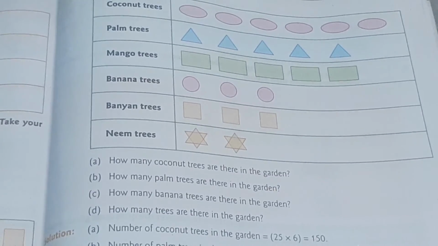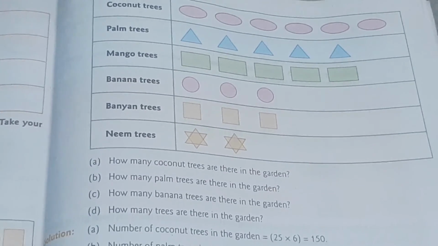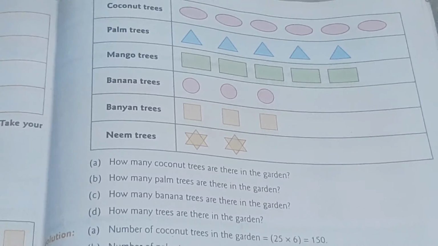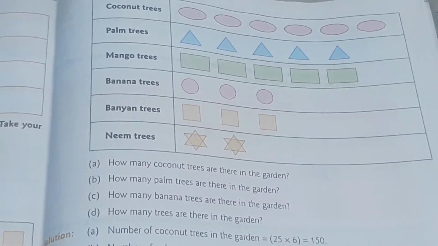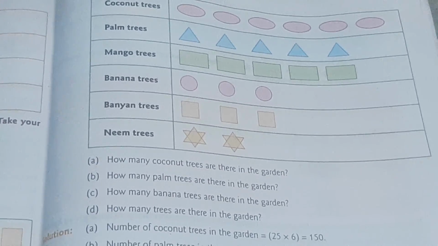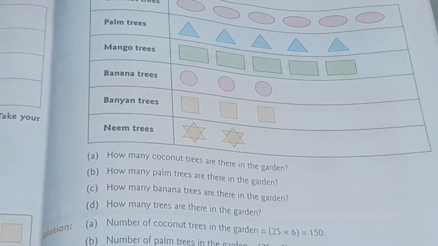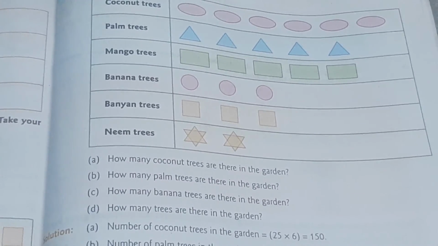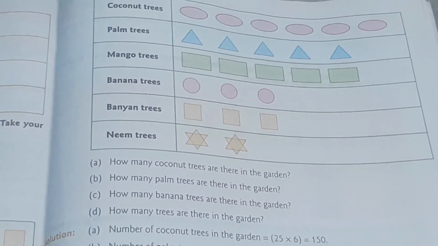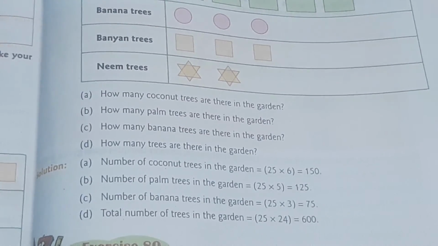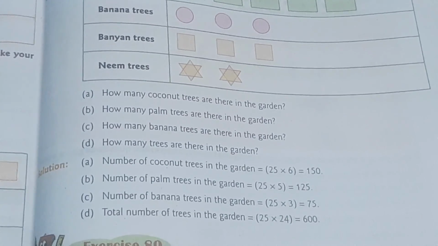In mango trees, there are total 5 rectangular boxes. Banana trees are represented by 3 circles. Banyan trees are represented by 3 squares, whereas neem trees are represented by 2 stars. And we all know in each figure there are total 25 trees. So we'll count this, and after counting we'll get 24, and we'll simply multiply 25 with 24, and after multiplying we'll get 600. It means in that garden there are total 600 trees.